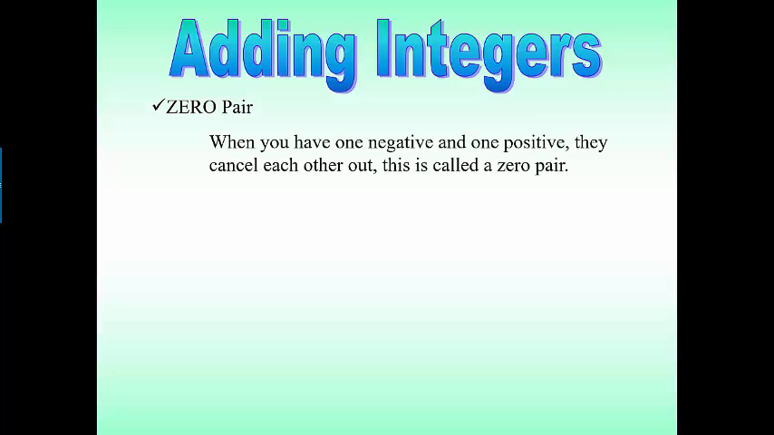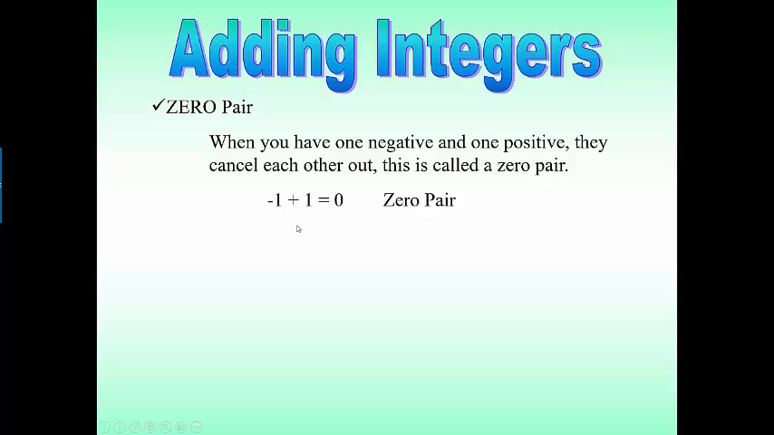Okay, so let's talk about how to add integers. There's two types of integers that you will have when you add. So the first one, well, there's three actually. So we have a zero pair, and a zero pair is when you have the same exact number of adding and subtracting the same numbers, both positive and negative. For example, a -1 and a +1 will always cancel out to equal 0.